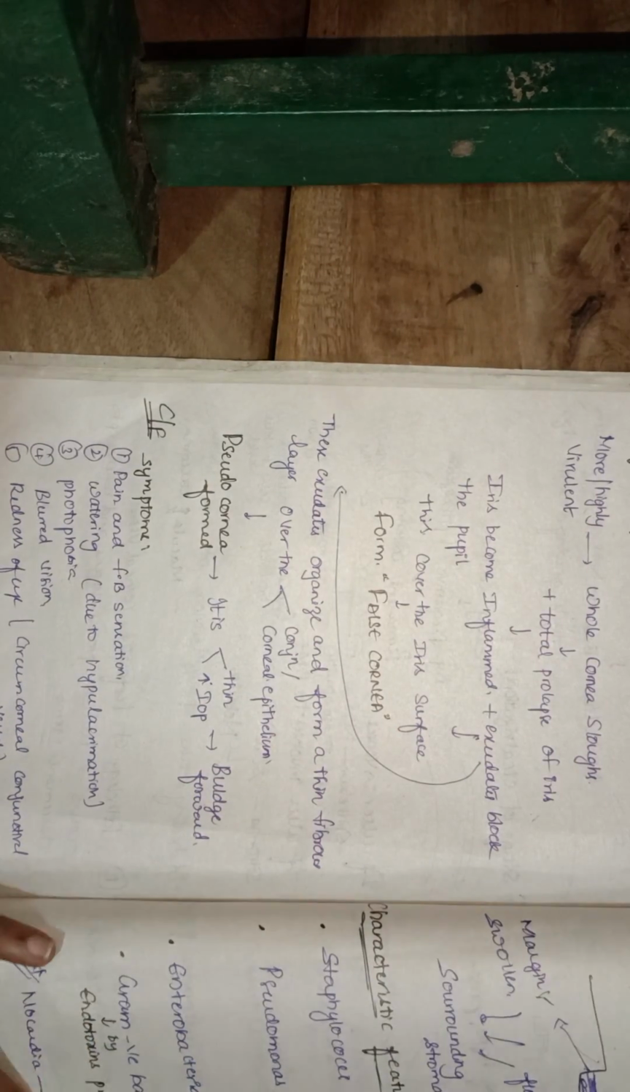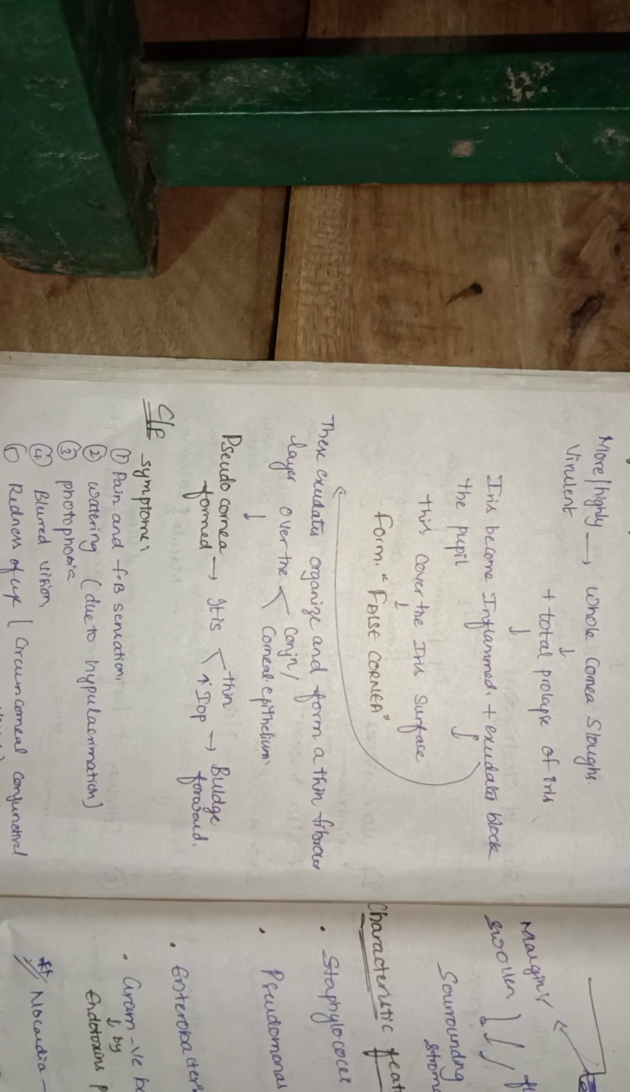What is that? Wait a minute. Enterobacteriaceae, grayish white with shallow ulcer. So these are the important points in the signs and symptoms. Next we should discuss the complications.